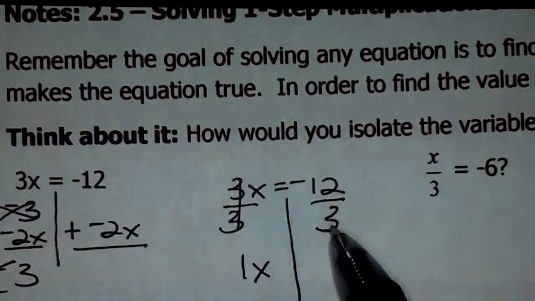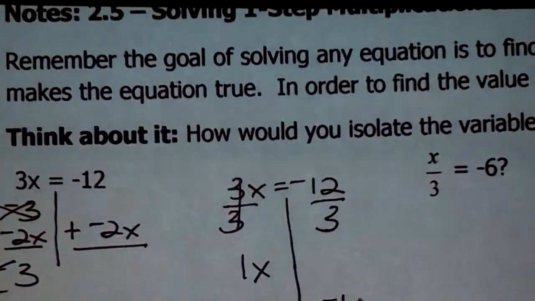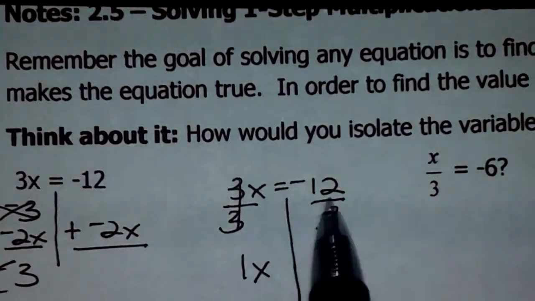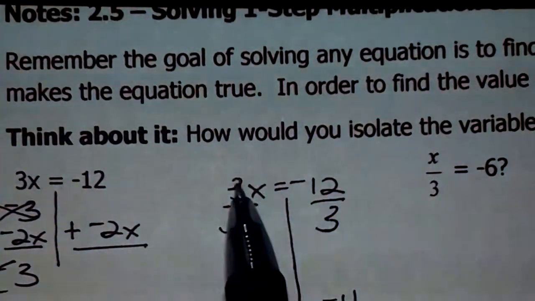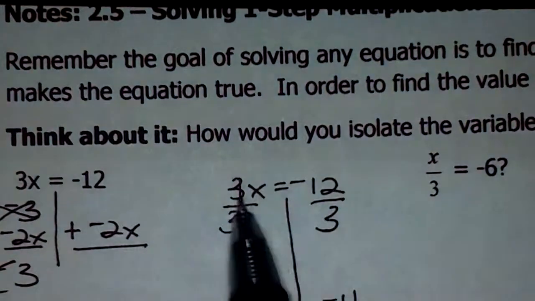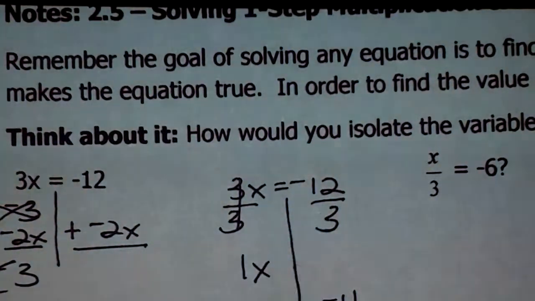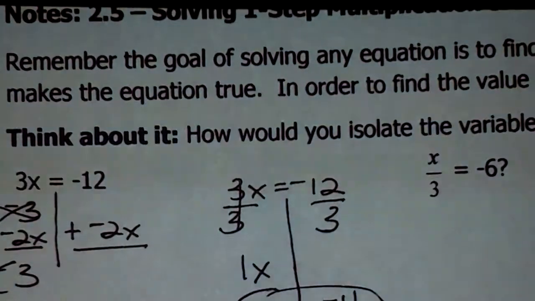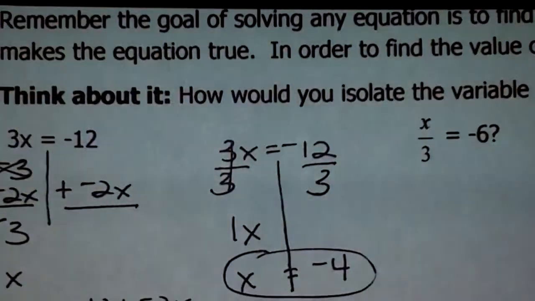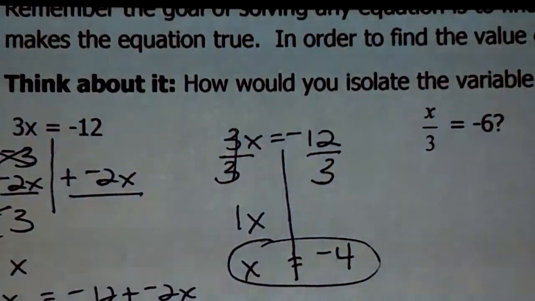What's negative 12 divided by 3? It's negative 4. So in that equation, 3x equals negative 12, if I divide both sides by the coefficient of x, we end up getting one of the variable, which means the variable is by itself. That's all you have to do. So if you see a multiplication equation, all you have to do to solve it is divide by the coefficient.